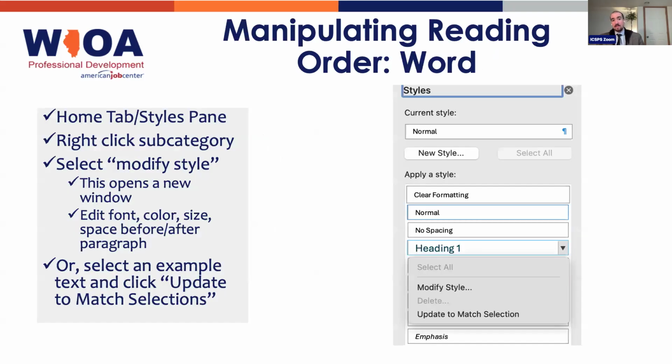But how do you do this? So the big thing with Word is the styles pane, and you'll usually see it up at top. You'll see up there, as you can see, the normal, heading one, heading two, clear formatting situation.